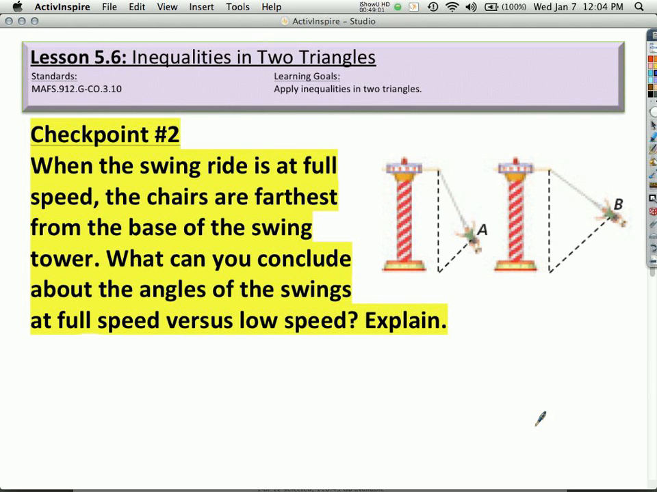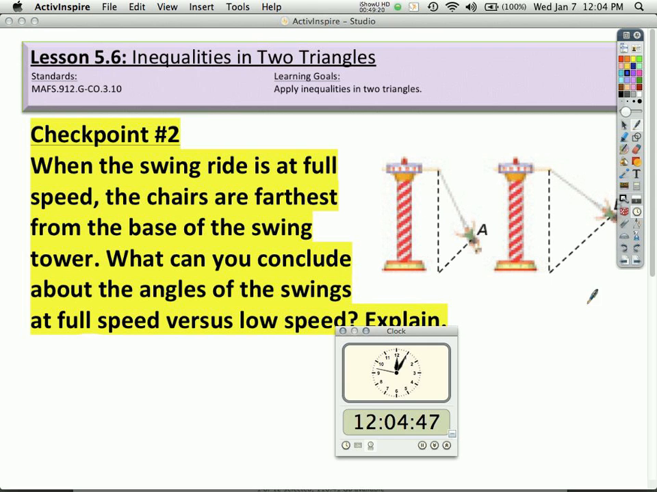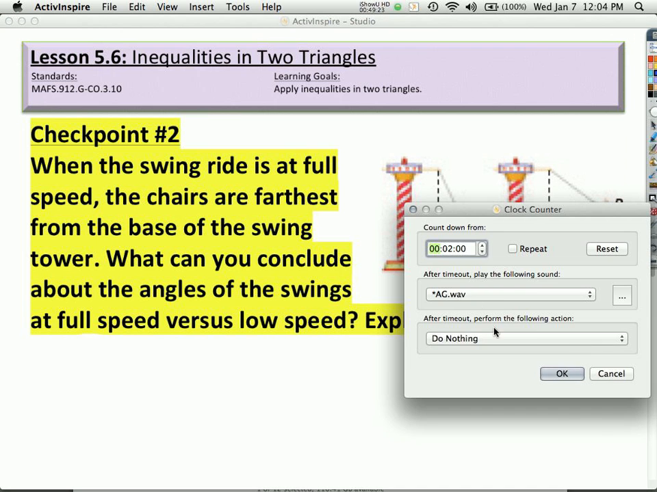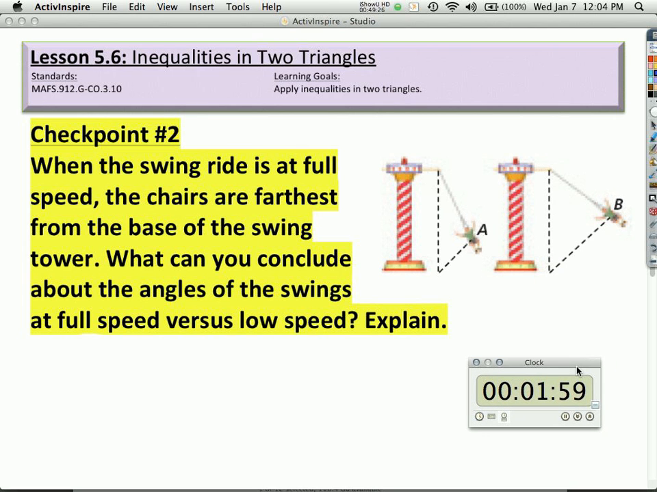So this is a picture of it and a description of what happens with this ride. Now, keeping that in mind, I want you to answer the question. What can you conclude about the angles of the swings at full speed versus low speed? What can you conclude? You got 2 minutes. Make sure you have evidence to explain.